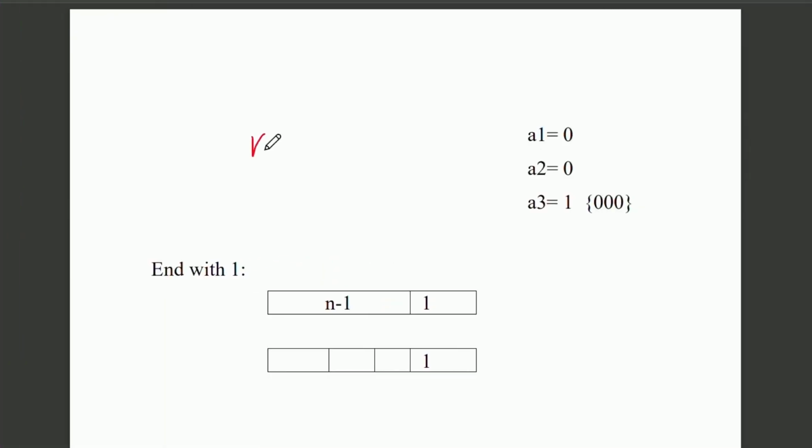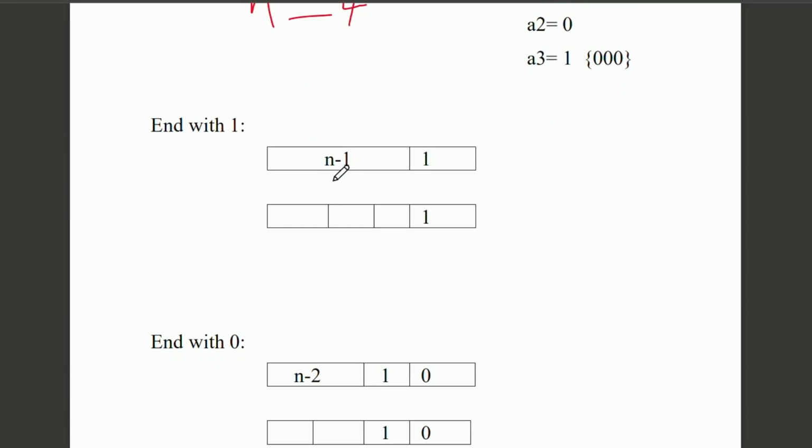Let's assume n is 4, meaning that the length of the bit string is 4. And we need to split it into two different conditions. First is n ending with a 1, and the second is n ending with a 0. Now we first focus on the one ending with a 1.